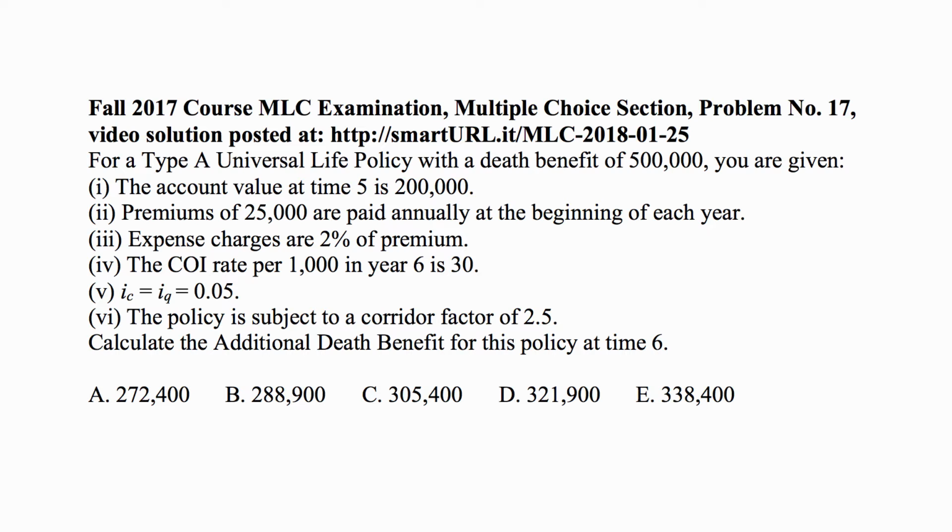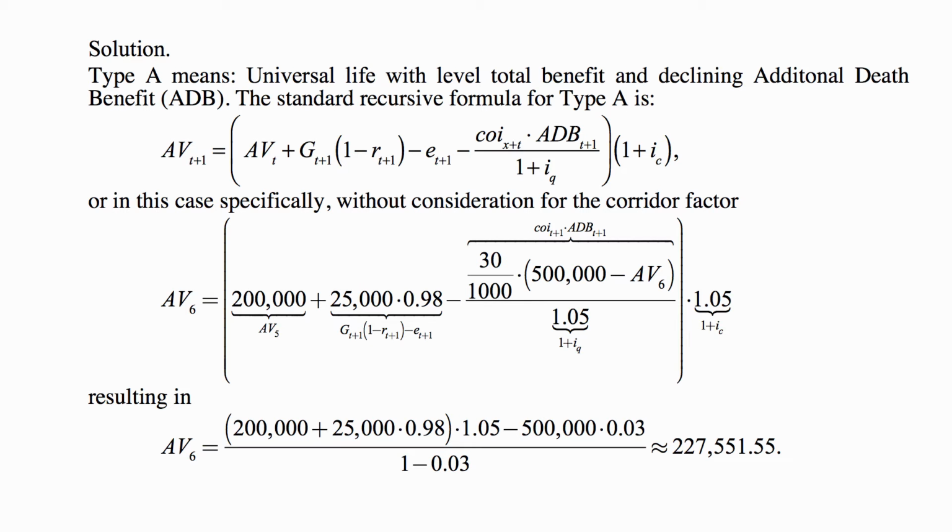The credited interest rate is the same as the interest rate used for discounting the value of the death benefit to the beginning of the year in the calculation of the account value. So the discounting rate used for death benefit calculation, I sub Q, is the same as the credited rate, I sub C, and it's 5%. The policy is subject to a corridor factor of 2.5. Calculate the additional death benefit for this policy at time 6.